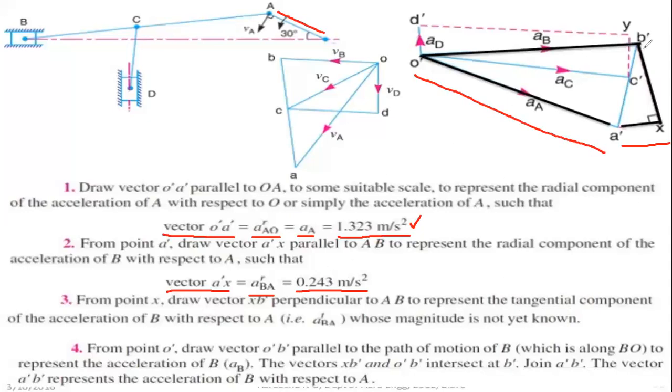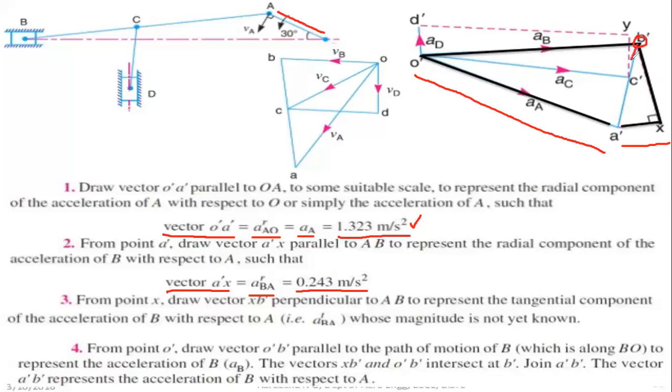So from the point O dash, I am drawing the O dash B dash line, which is parallel to the motion of B to represent the acceleration of B, that is VO. So VO line ki parallel ga ee O dash B dash line nenu draw chestunnanu to intersect the point at B dash. Join A dash B dash.